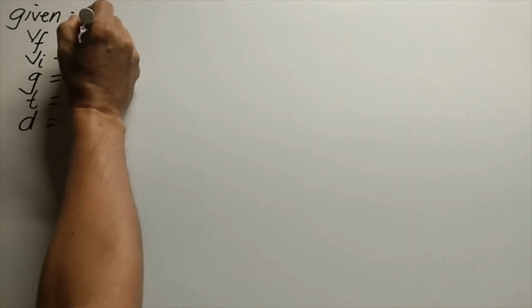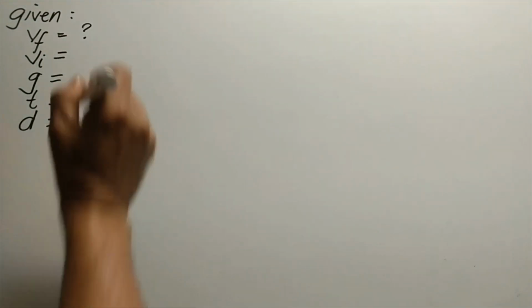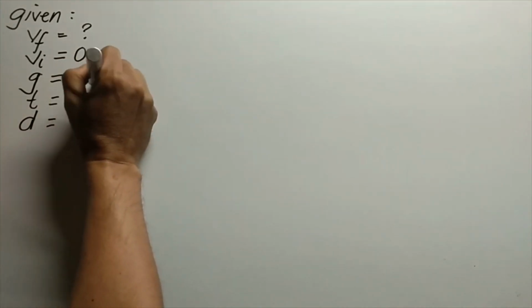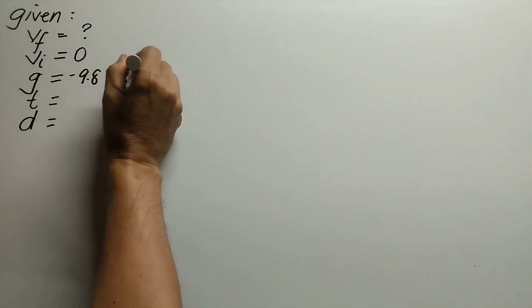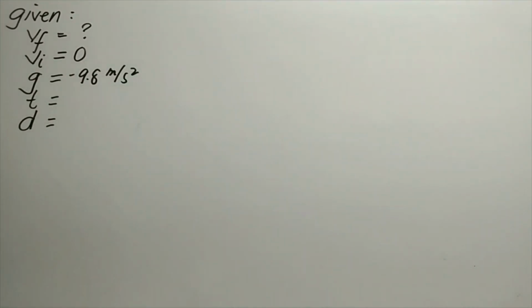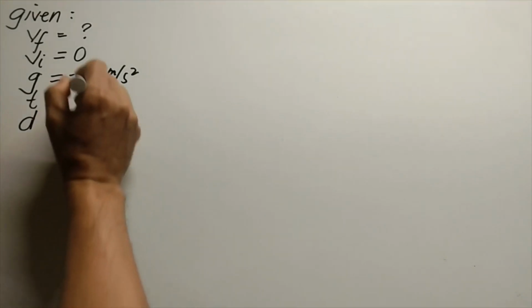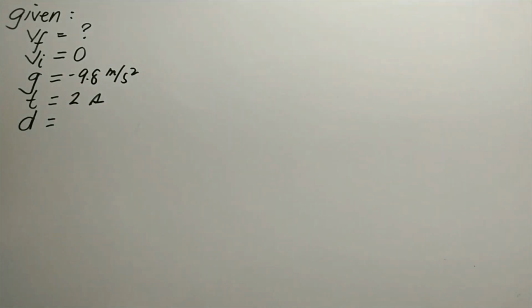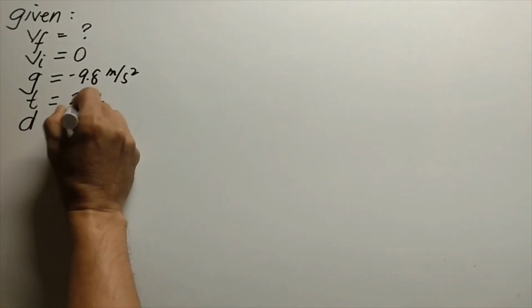So final velocity is unknown, and then the initial velocity is 0 because it is starting from rest. And G is a constant, negative 9.8 meters per second squared. And then time is 2 seconds. And displacement is unknown.